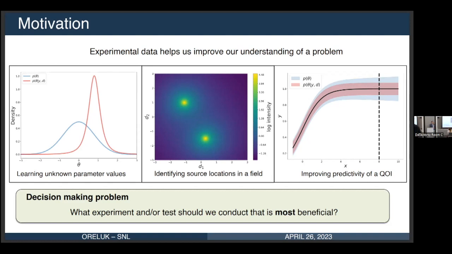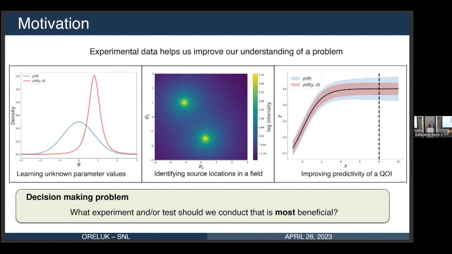Alternatively, we can think about problems where we have a field and there's two sources placed in the field, but a priori, we don't know where they are. We'd like to take measurements in the field to adaptively learn where these sources are. We'd like to make the minimum number of measurements sequentially to refine our estimate of where these sources are located.